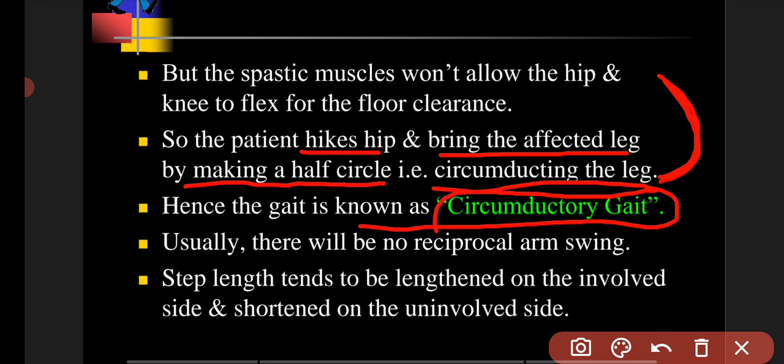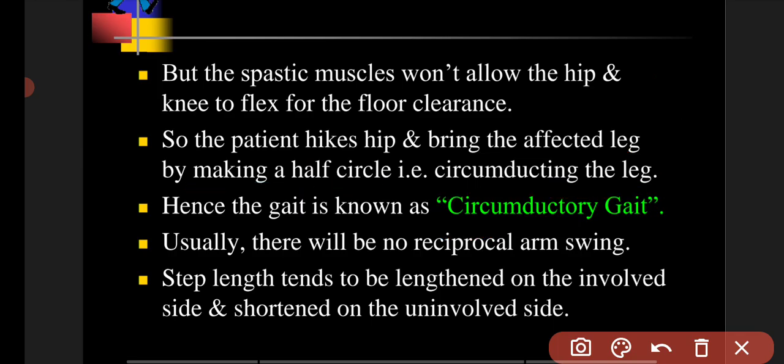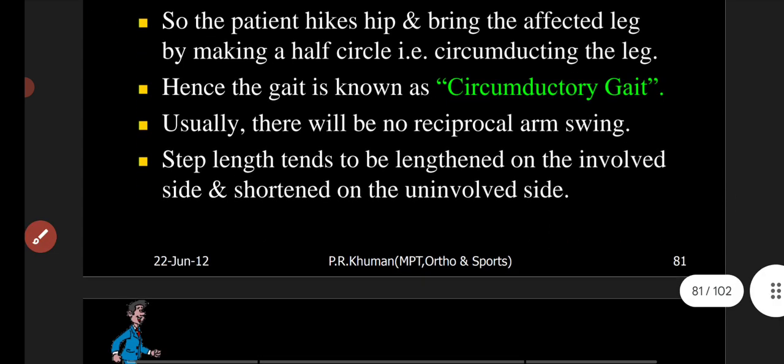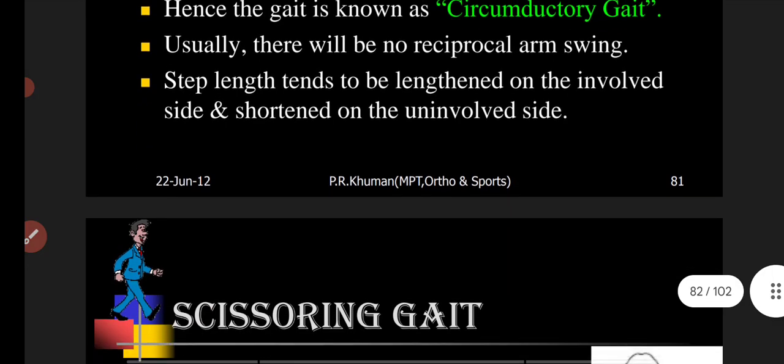The hemiplegic gait is also known as the circumductory gait. Due to the inability to get ground clearance, the patient hikes the hip and brings the affected leg forward by making a half circle. That is the circumduction. Usually there will be no reciprocal arm swing. Step length tries to lengthen and moves side to side.